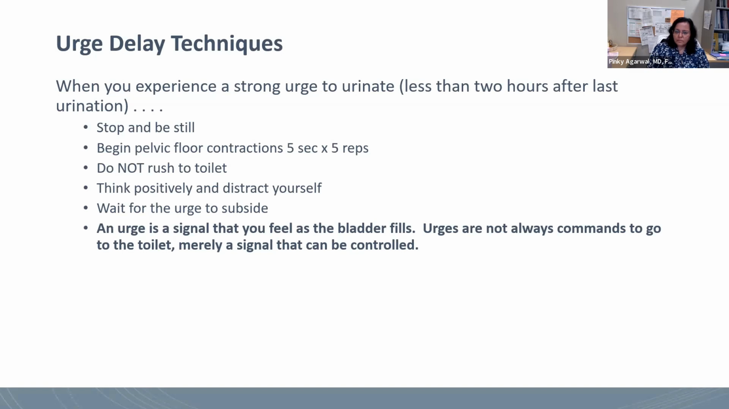Instead, you should begin pelvic floor contractions. Pelvic floor contractions, or Kegels, as we'll discuss later, are useful in sending a calming signal to the bladder that can often quiet the strong sense of urgency that you're experiencing. It is also important.